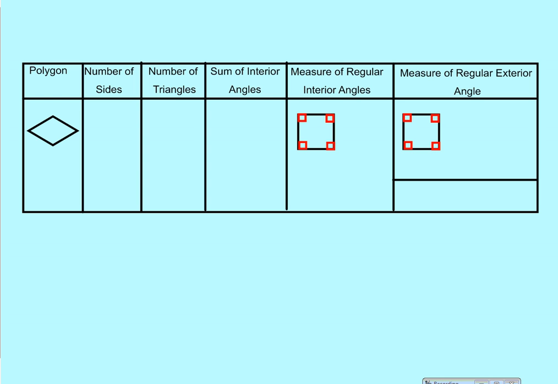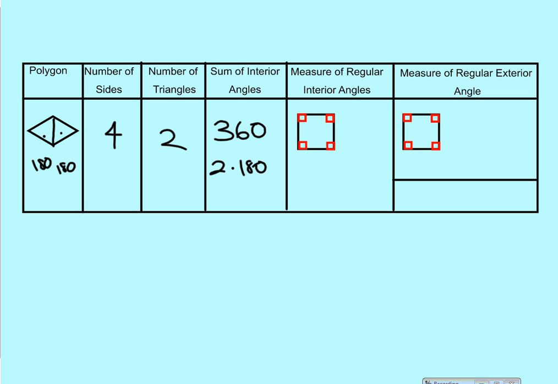A polygon with 4 sides. How many triangles can I create there? Well, no matter where you draw, if I draw one diagonal there, I get 2 triangles. Even if I draw it diagonal to diagonal like that, that's still 2 triangles. So the sum of the interior angles: this is 2 triangles. Each triangle's got to be 180, so that's 180 and 180. So the sum of the interior angles has got to be 360.